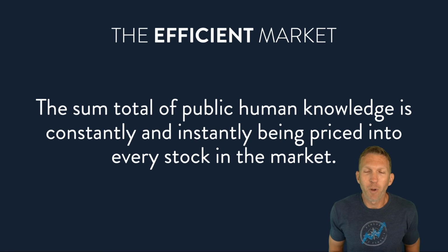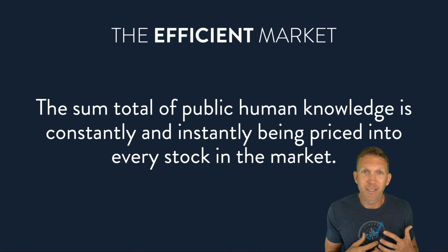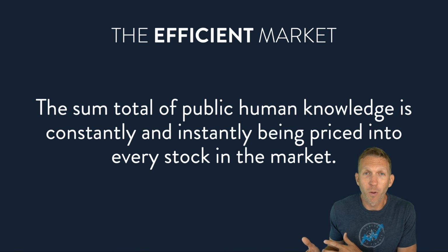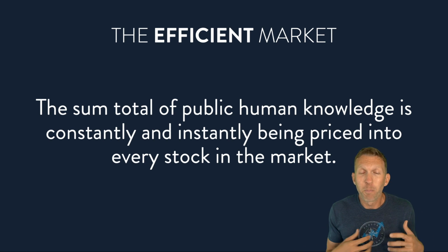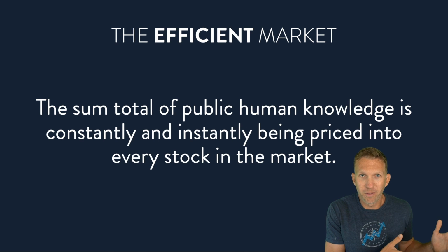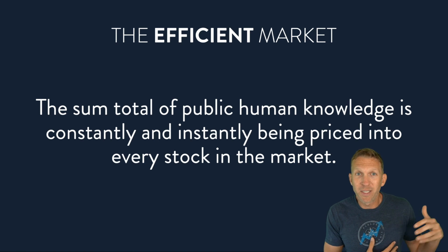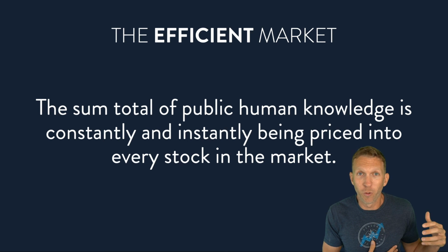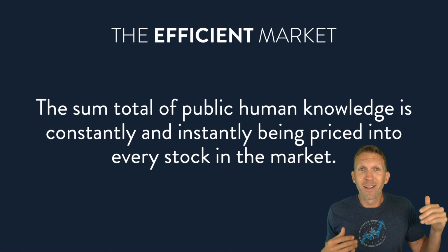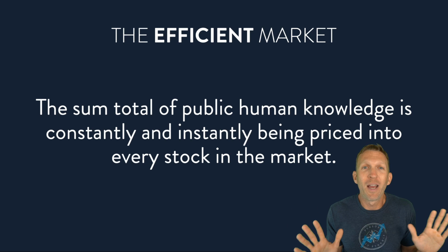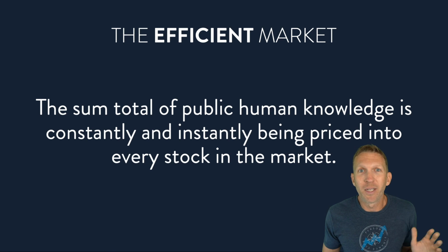The sum total of public human knowledge is constantly and instantly being priced into every stock in the stock market. So, for example, if you think Amazon is the best stock and it's going to provide the most value going forward, everybody else knows that too. And so if you buy a share of Amazon, you're not buying it at the current value of the company. You're buying it based on what someone else is willing to sell it to you for. And so you have to pay so much until they decide, okay, you have too high of expectations for Amazon, I'm willing to sell at that price.